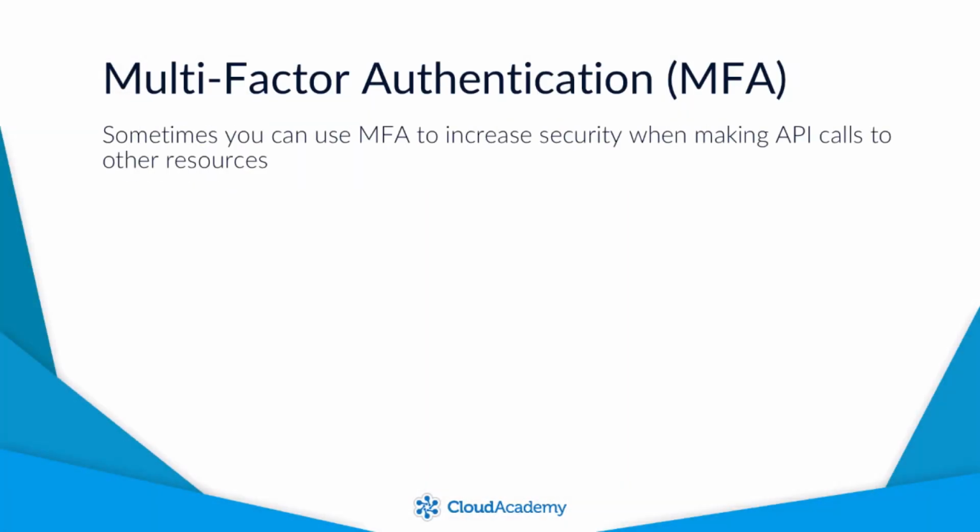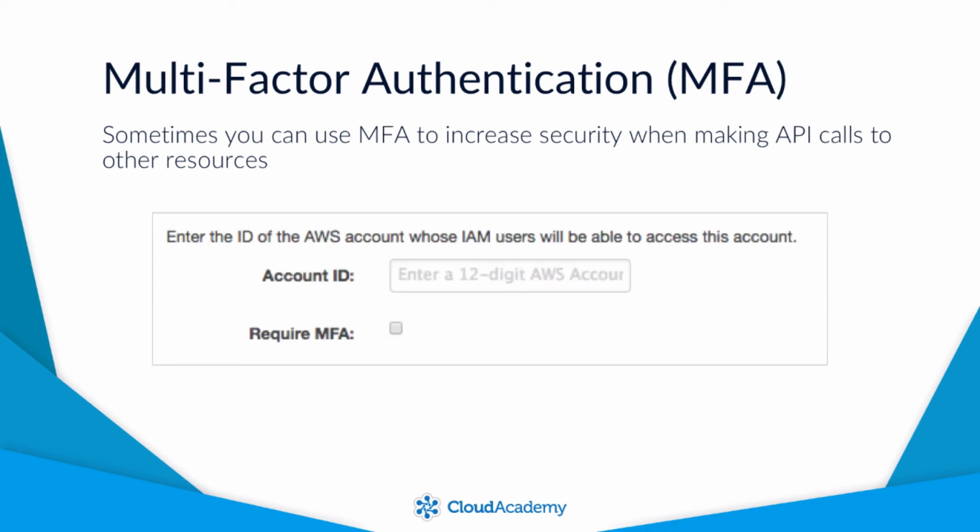There are also times when you can use MFA to increase security when making API calls to other resources. For example, if you are creating a cross-account role between AWS accounts, then you have the option during the creation of the trust to enforce MFA authentication to assume the role. That brings us to the end of this very short lecture. Coming up next, I'm going to discuss Identity Federation.